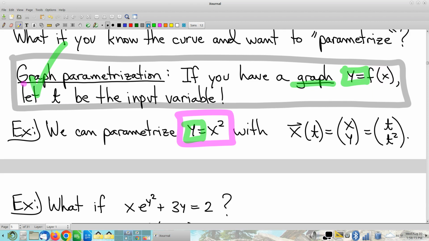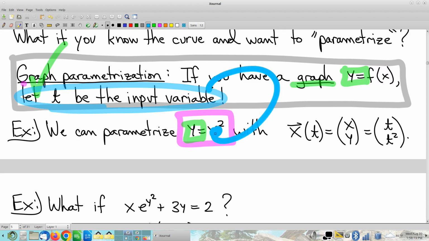According to the instructions here, it says let t be the input variable. Okay, so I guess t is going to be x. I claim we're actually done here, and here's how that works. If t is equal to x, well that gives me the formula for x. By definition of this construction, x is t. We're letting t be the input variable.